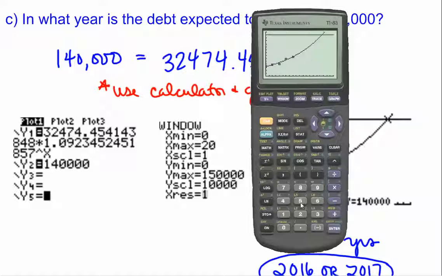So 2nd, Calc, number 5 is intersect. Is this your first curve? Yes. Is this your second curve, that line? Yes. And then what's your guess? Well, I need to move over this way. Close enough. Hit enter, and it tells me here about 16.5. So that's 16 and a half years from 2000. Could be 2016, 2017. Either answer should be acceptable.